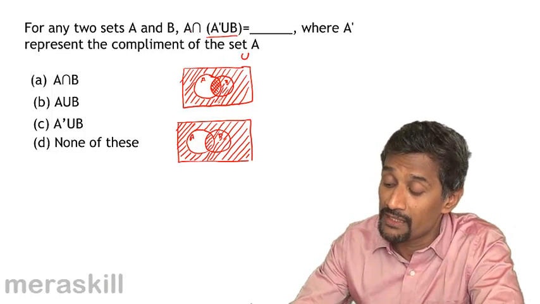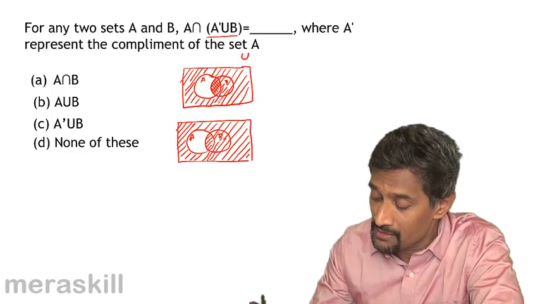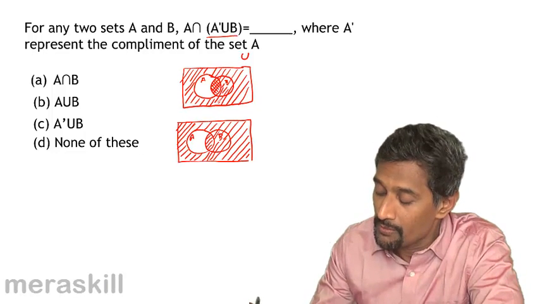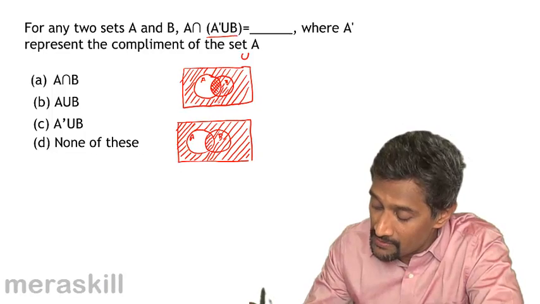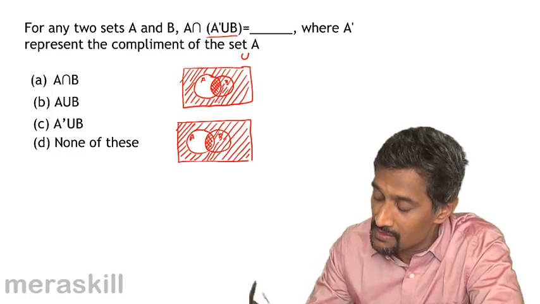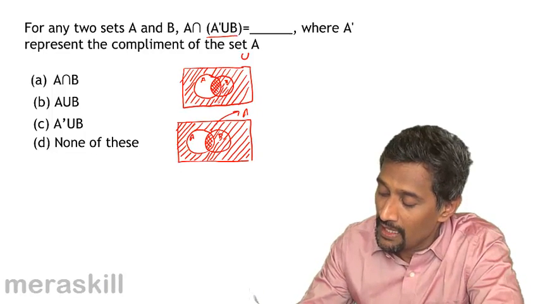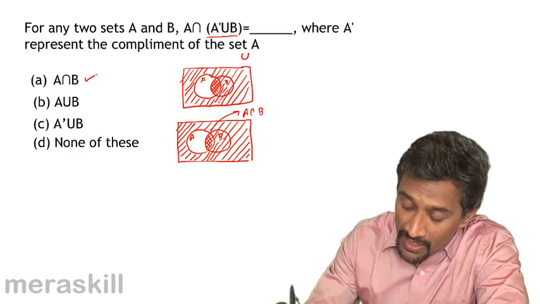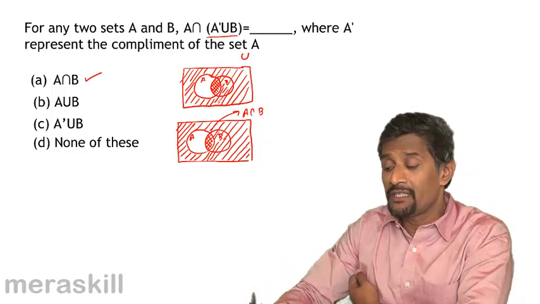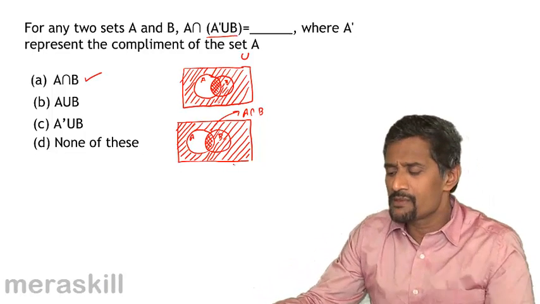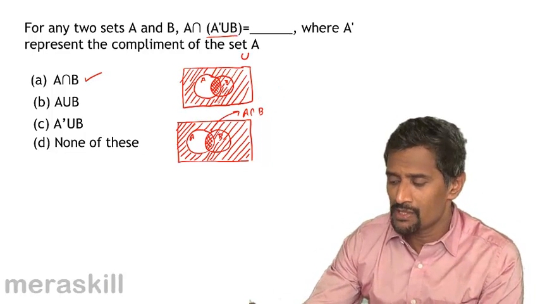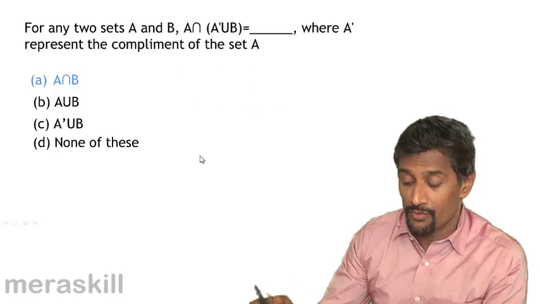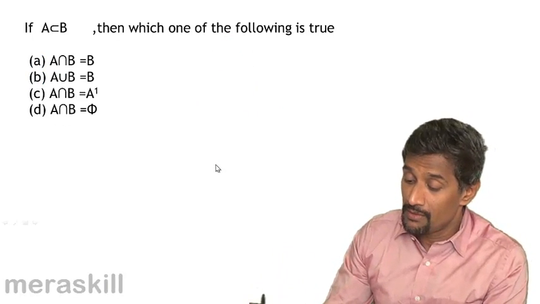Now you have to find the intersection of A and this part. This whole thing is A, and what is common to the shaded portion and A is only this part. And this itself is nothing but A intersection B. So it's going to be A intersection B. Candidates can also take examples by listing the numbers, but this would be a little faster.